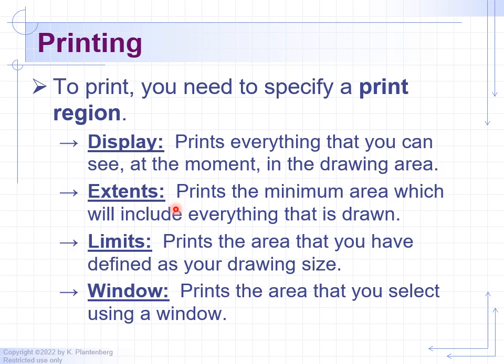Another option is to use the limits. If you've set up a limit in your drawing area and you use limits when you're printing, it'll just print that limit. But probably the most useful one of the bunch, at least initially, is going to be window. And what window allows us to do is to drag a window around a screen, and that area is what's going to be printed. So just what you have in the window. And that allows you to zoom in, zoom out, or locate your drawing so it's nicely centered. So that's the one I recommend.